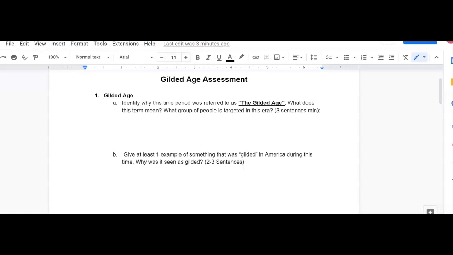The next question says, give at least one example of something that was gilded in America during this time. Why was it seen as gilded?